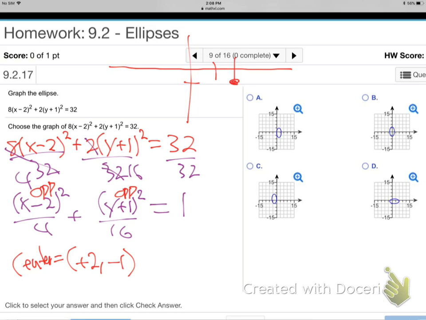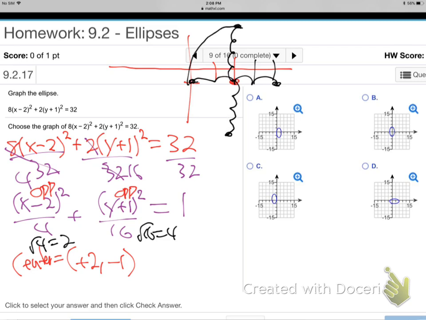Positive 2, down 1. Now from that center, we go right, left, up, and down. So right, left, square root of 4 is 2, right and left 2. 1, 2, dot, 1, 2, dot. And square root of 16 is 4, up and down 4. 1, 2, 3, 4. Up there, 1, 2, 3, 4. Looks sort of like that.